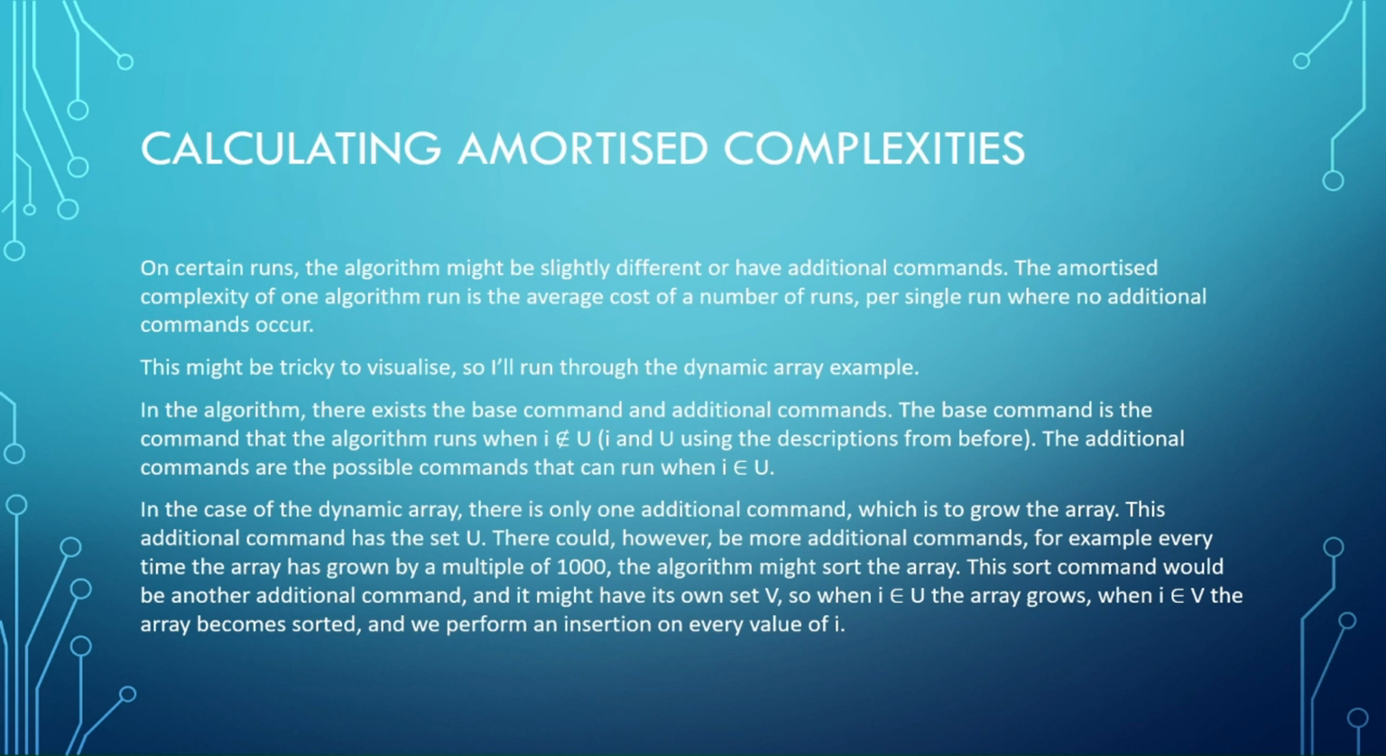For example, let's say every time the array has grown by a multiple of 1,000, the algorithm might sort the array, for example. There's just a function that we can implement. So this sorting command would be another additional command, and it might have its own set, let's say V. So when I is in the set U, the array grows. When I is in the set V, the array becomes sorted, and we perform an insertion on every value of I, regardless of what set it's in. So this might be an example of how we have the base command, insertion, and two additional commands, which are growing the array and sorting the array.